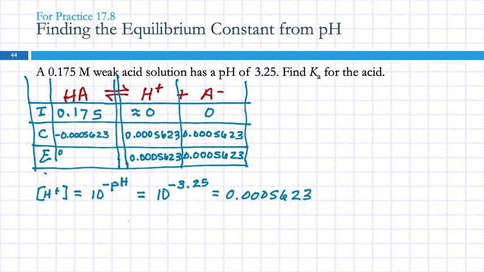So then down here, this isn't going to fit very well. We have a 0.175 minus 0.0005623. Well, let's do the math there. 0.175 minus 0.0005623. So that is equal to 0.1744. So this is kind of all together. The box wasn't big enough.